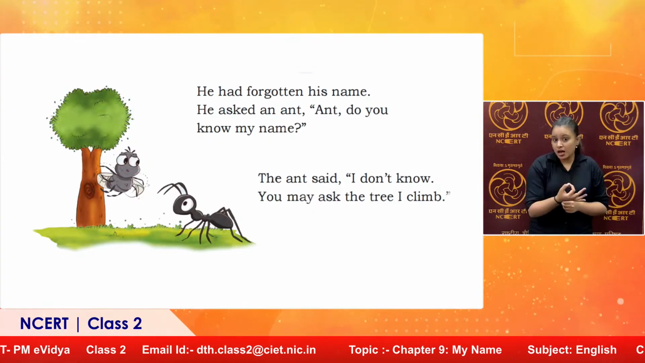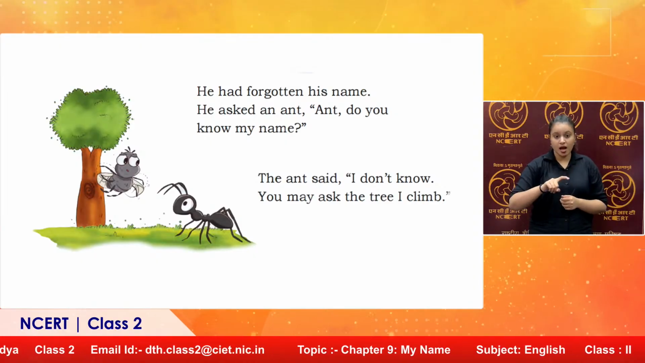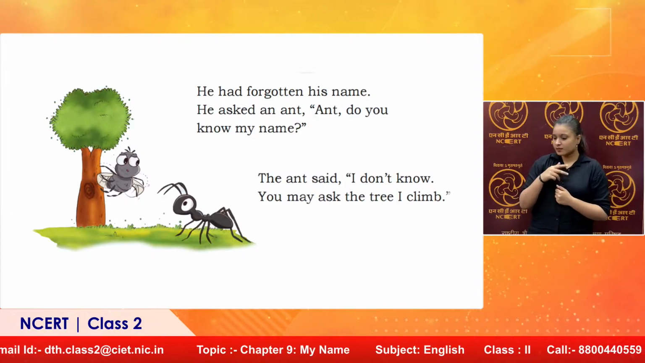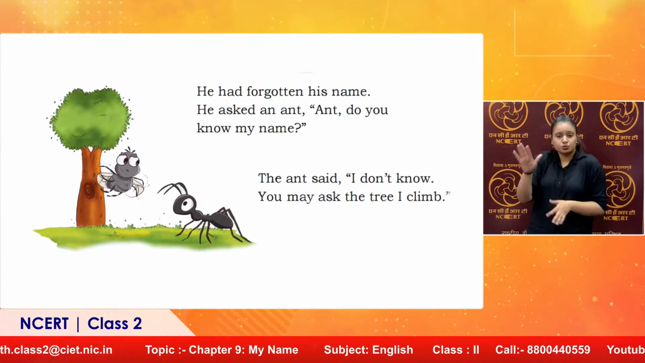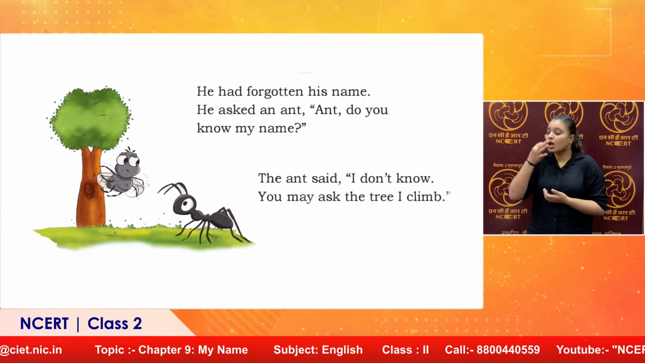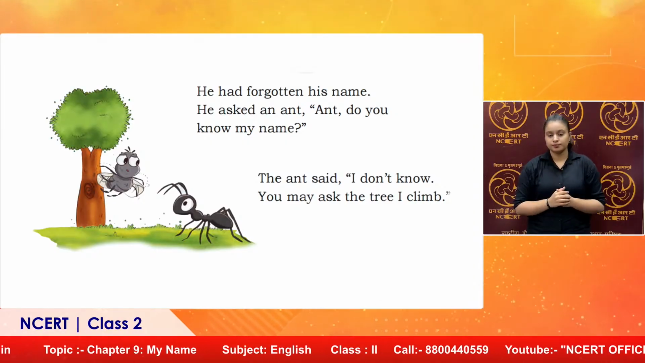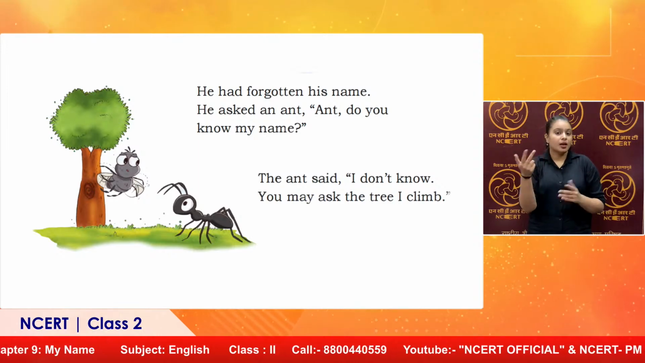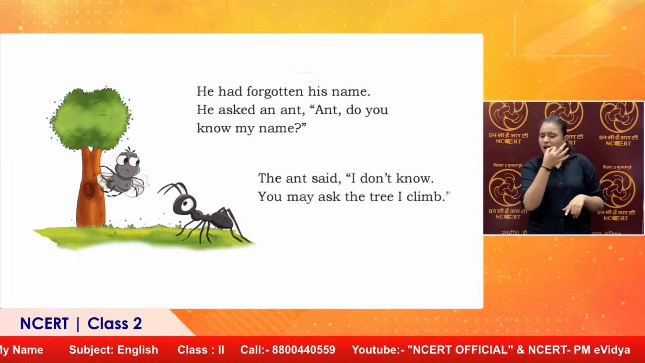As you can see, dear children, the ant is going on the tree. Now, what is the reply of the ant? Ant says, "I don't know. You may ask the tree I climb." Oh. All right. So, the ant also doesn't know the name of the fly. So, it is saying, why don't you ask the tree that I am going to climb?